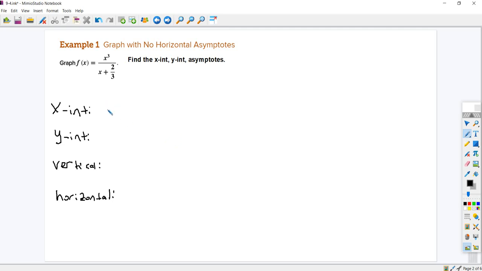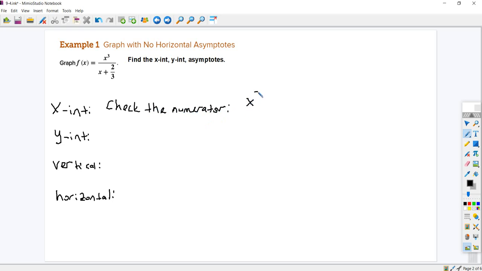X-intercept. So remember, for the x-intercept we replace y with 0, right? So f of x will be switched with 0. But shortcut, if it's asking for the x-intercept, check the numerator and set that equal to 0.